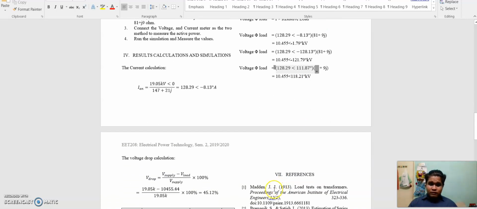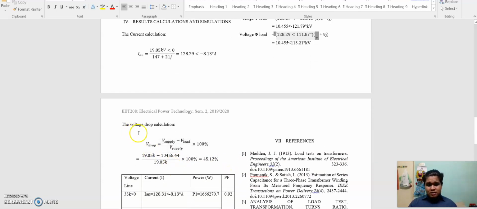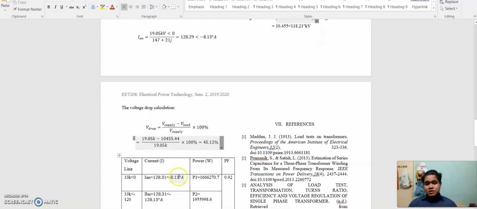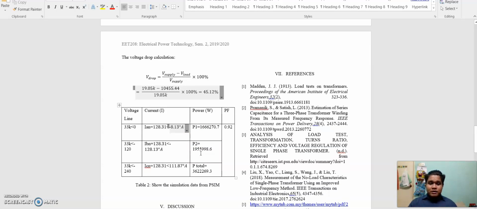And then after we get all the load voltages, we can find the total voltage drop calculation, V drop. This is the formula: V drop = (V supply minus V load) over V supply times 100. After we sum up and calculate everything, we get the final answer 45.12%. So this is the table where I put all my data, so it's easy to read. This is my calculation, and then we will go to the PSIM and the simulation result.